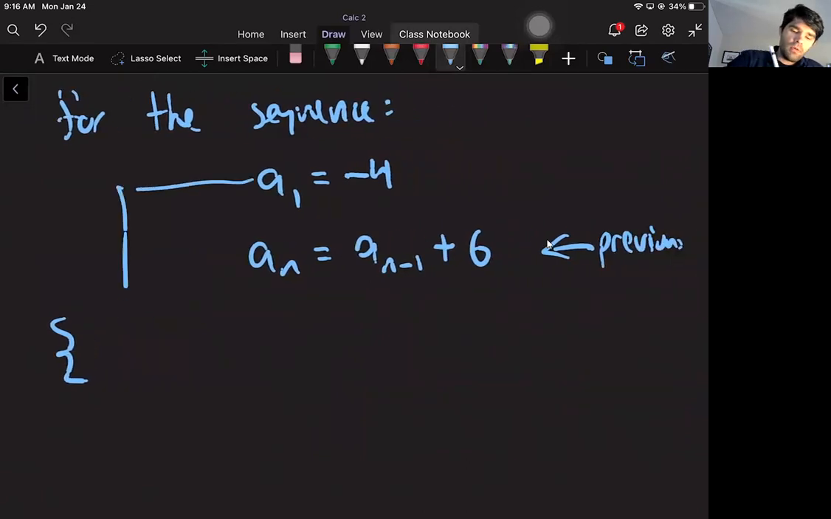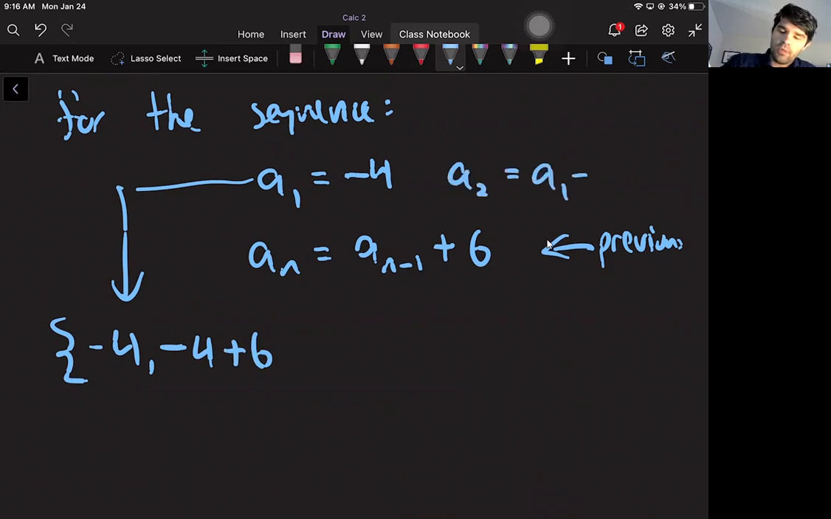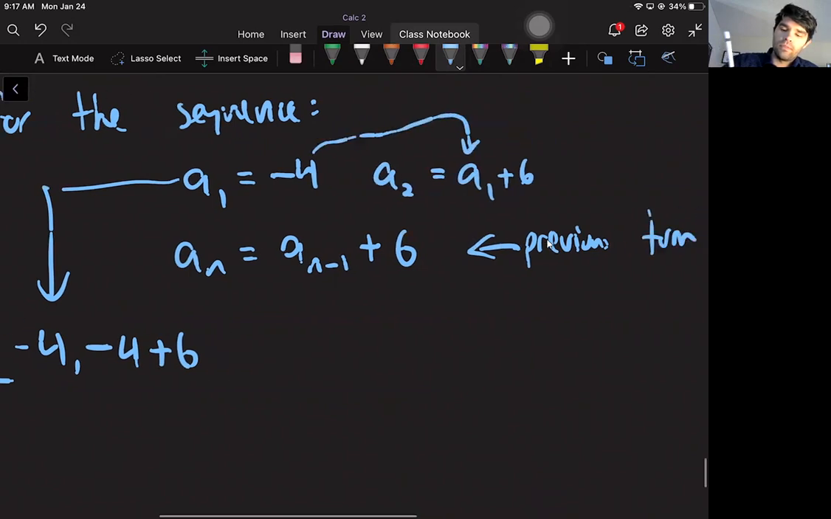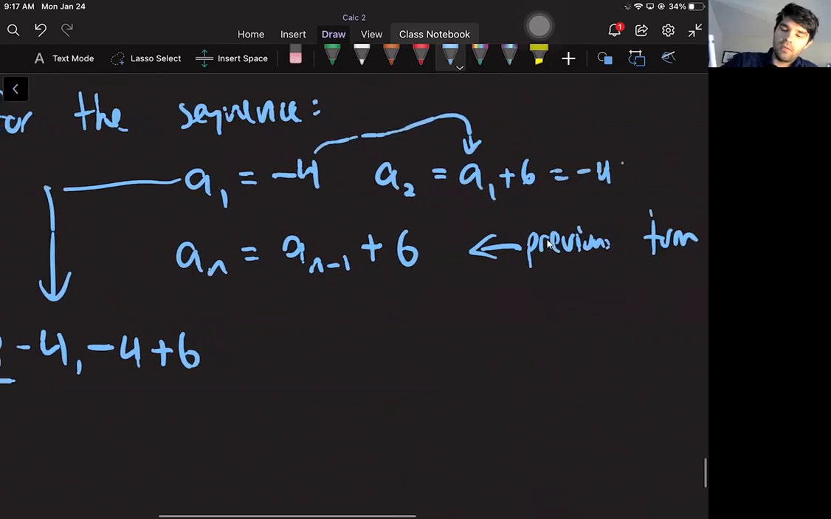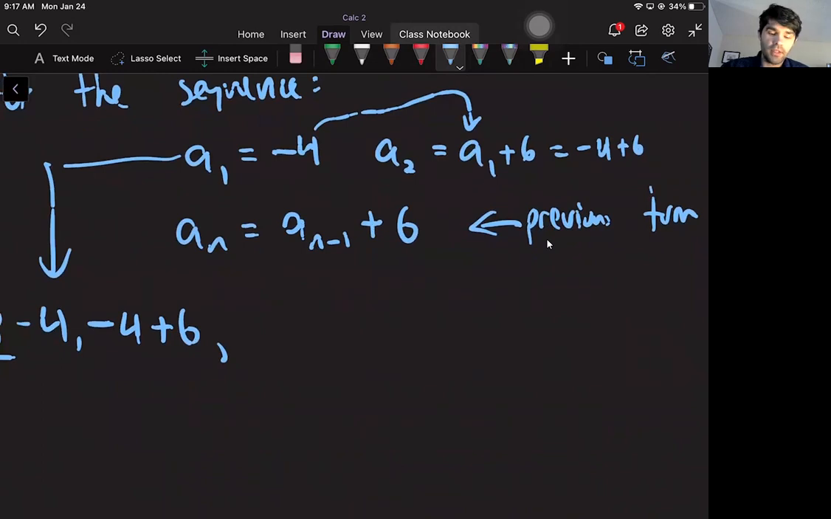So first, let's just write out the sequence by calculating very quickly. So the first term is A1, negative 4. The second term is negative 4 plus 6. And what I'm doing there is saying, well, A2 is A1 plus 6. And I know A1 is this. So I'm just plugging that in. And I could write that as positive 2, but it hides the pattern. I'm going to leave it like this.